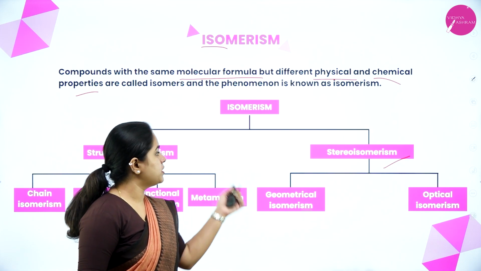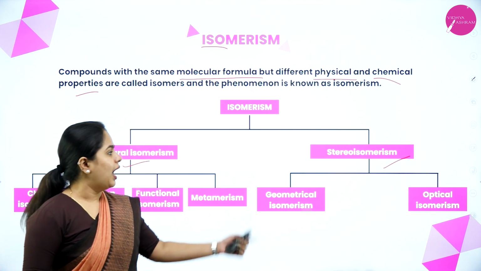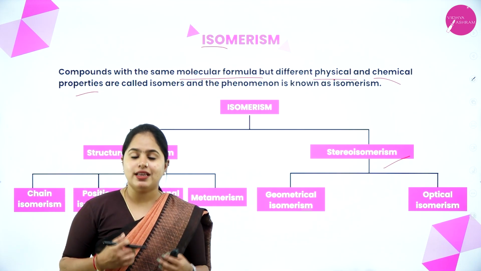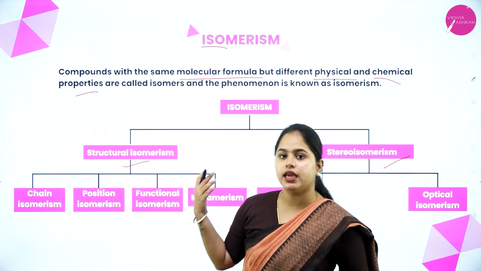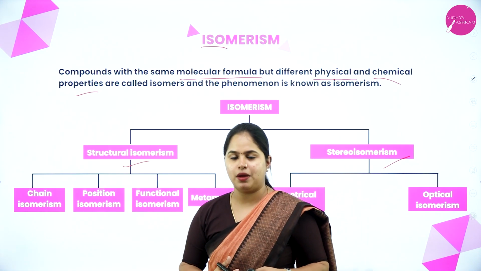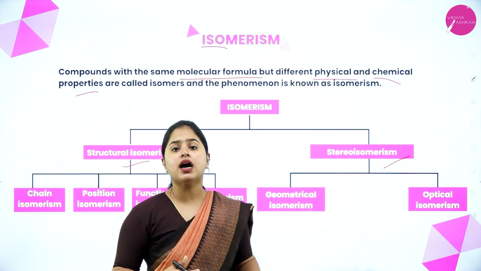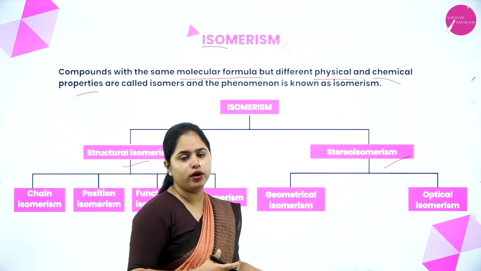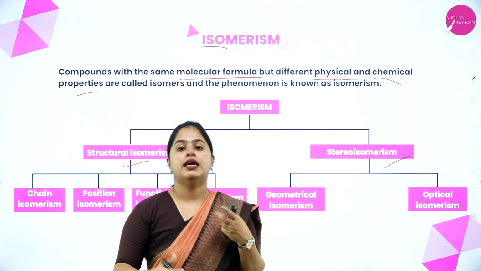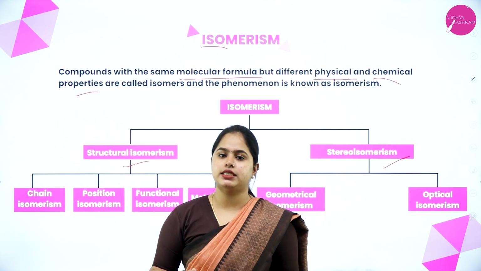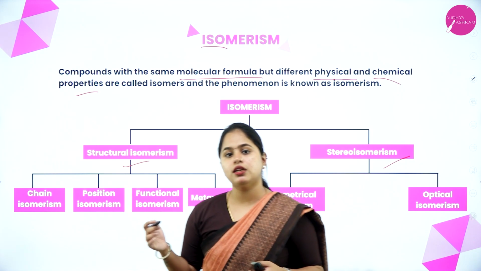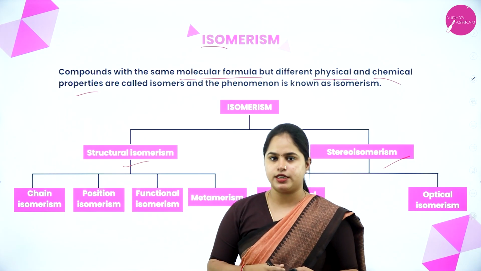And then the next group is stereoisomerism, and they are further classified into geometrical and optical isomerism. So in this chapter, in detail, we will be studying structural isomerism and the 4 types of structural isomerism as well. We'll just have a quick idea about stereoisomerism and we'll not be going into the details of geometrical and optical isomerism in this chapter. In the upcoming chapter, that is hydrocarbons, we'll be studying geometric and optical isomerism in detail. So in this chapter we'll only be dealing with structural isomerism in detail.